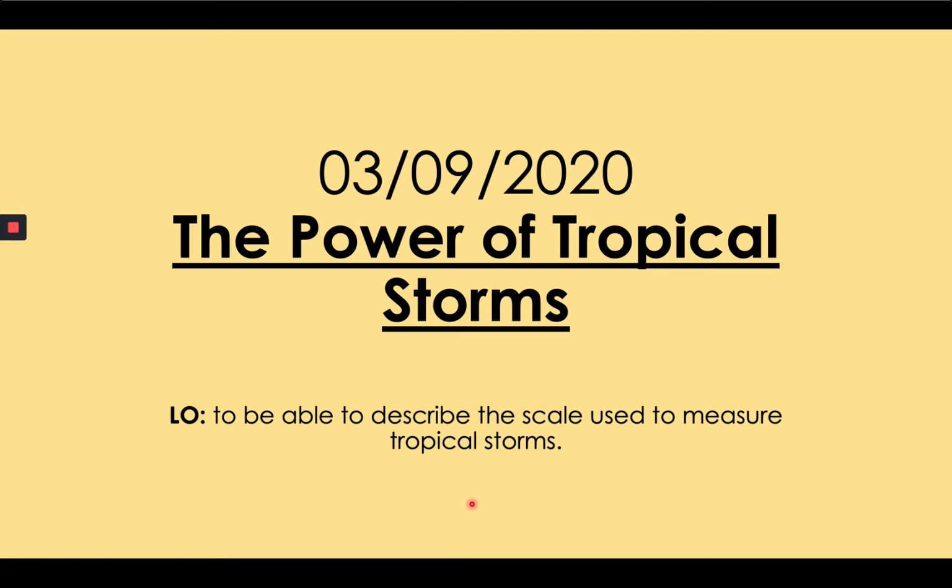In this lesson we're going to be exploring why not every tropical storm is equal, why some tropical storms are more to be feared than others. In the previous lessons we've looked at how tropical storms form, what they are and where they are found. In this lesson you're going to understand how we measure them. Please write the date, title and learning objective and have a pen and paper ready to learn.